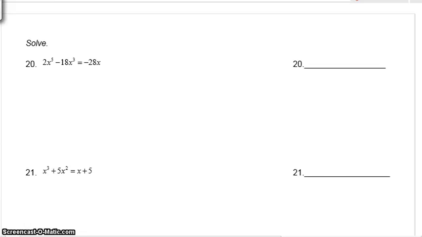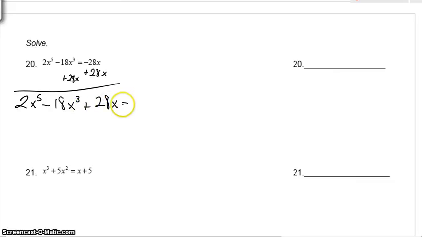And in all honesty, what you'd like to do is get 0 on one side. So let's add 28x to both sides. Big difference here, of course, is we have an equation. The previous problems never had that equal sign. You never had any equation whatsoever. Here, we will factor. We're going to solve by factoring, but we're going to take our factors and then wind up setting them equal to 0.